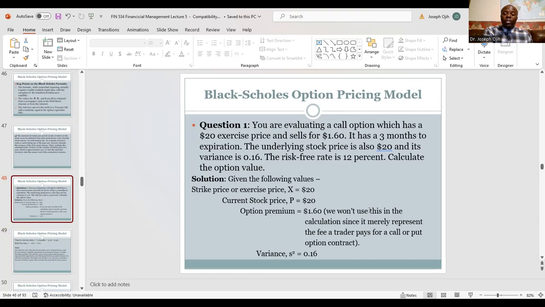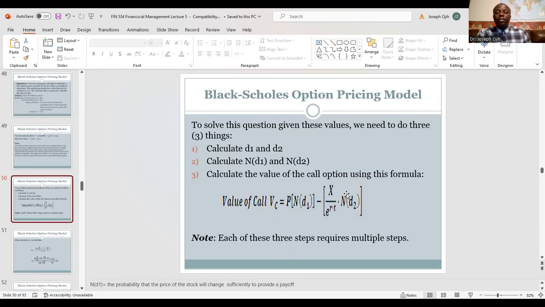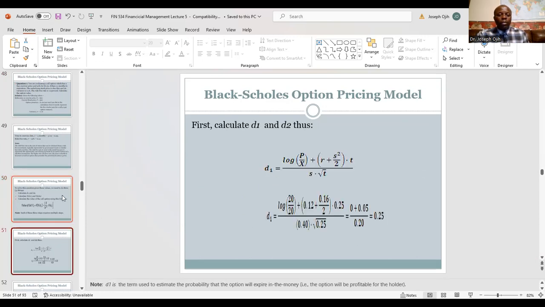Having seen this question, and they give us all these things to calculate the option value, there are 3 things we need to do. First thing is to calculate the D1 and D2. Second thing is to calculate the N(D1) and N(D2). Third thing is to calculate the value of the call option using this formula here. I think I mentioned this a few minutes ago. I like to separate the parts of the formulas, then combine all of them to get a final answer. Remember that each of these steps requires multiple steps. Okay, now let us begin.